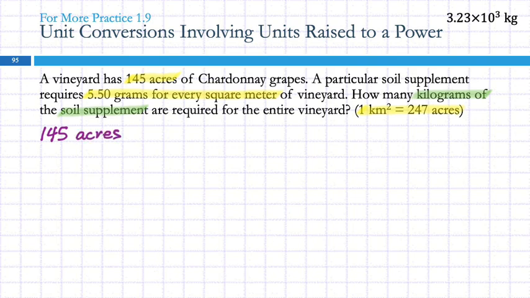145 acres, 5.50 grams. So grams for every square meter is grams per square meter. And let's write that as a vertical fraction instead of a horizontal one, because it's just as easy to write a vertical one with your hand. The reason we write them horizontally on PowerPoint slides is because it's a lot easier to type them that way. And then we've got this guy at the end. Let's copy him down too.